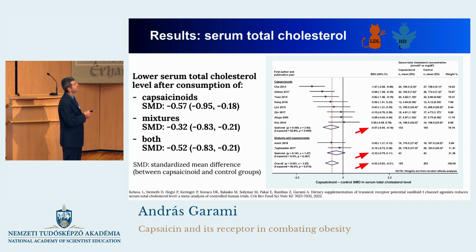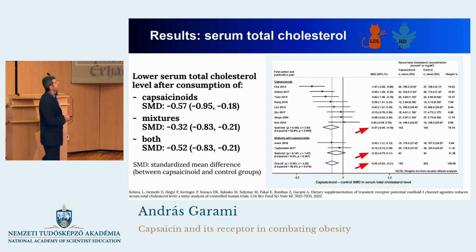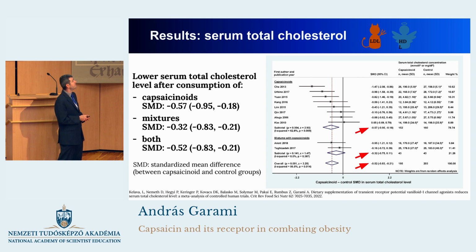The vertical diagonal of the diamond shows the average SMD, and the horizontal diagonal is again the confidence interval. And the important part here is that in both subgroups and overall, there was a significant decrease in the serum total cholesterol level after the consumption of the capsaicinoid diet. But serum total cholesterol, as I mentioned, includes both the good and the bad cholesterols, HDL and LDL. So these we also analyzed separately.